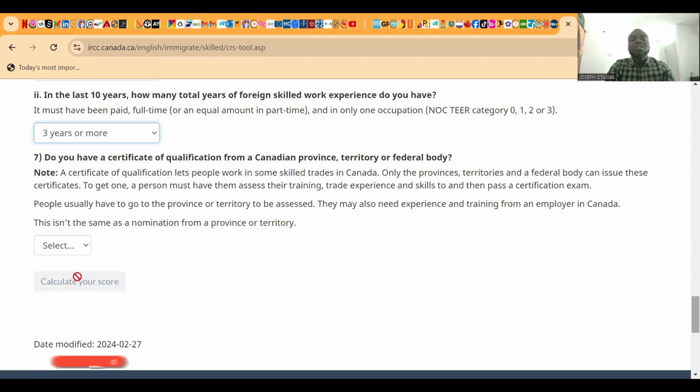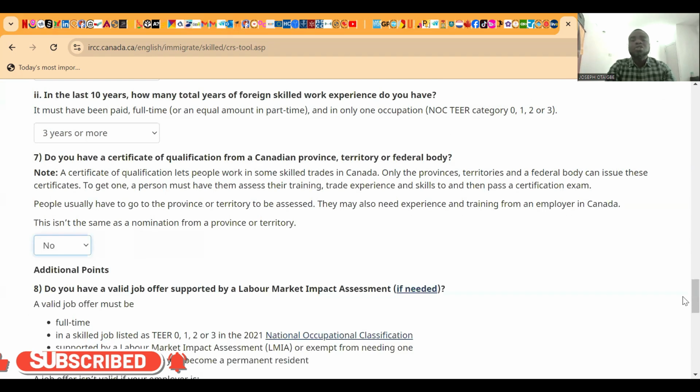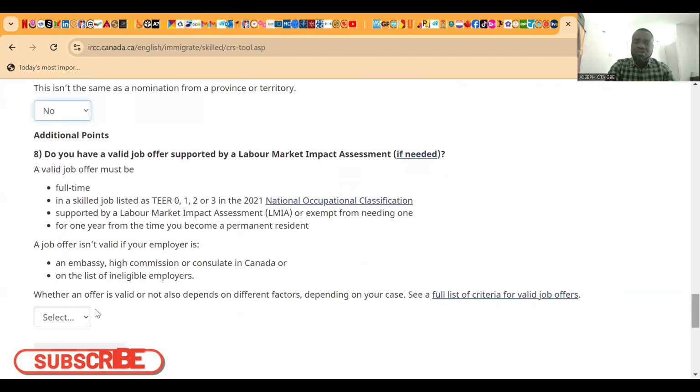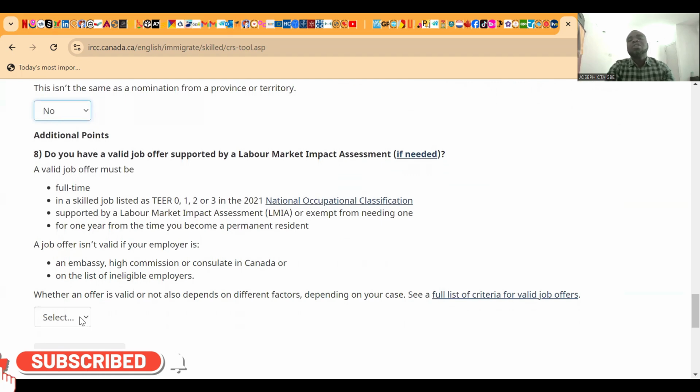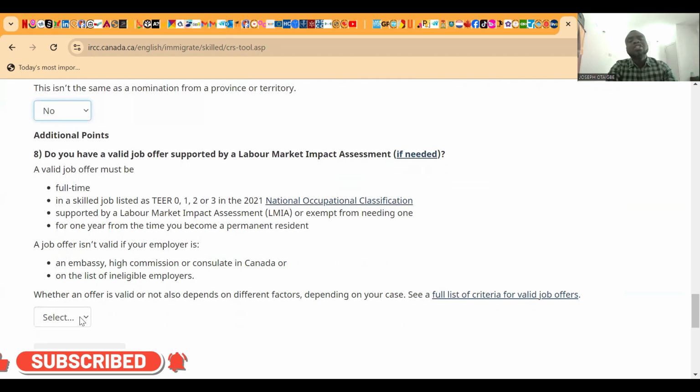And do you have a certificate of qualification from a Canadian province or territory? Since you are outside Canada, this will not be applicable to you. You said no. An additional point here is, do you have a valid job offer or support? If you're lucky to get a job offer, someone sponsoring you to come in, this will help. But now we want to pretend you do not have all those things because you are outside Canada. This is why it's good that when you get to Canada, you already have a profile like this. All these things will start boosting your points and get you invited immediately, even when you land in Canada, within 1 year, to become a permanent resident.